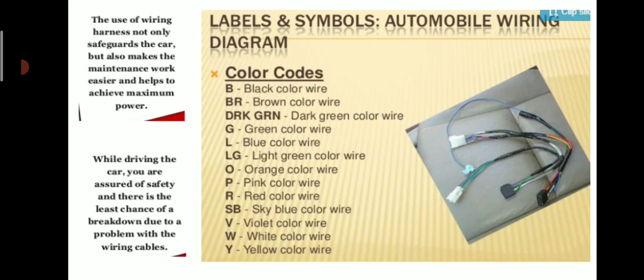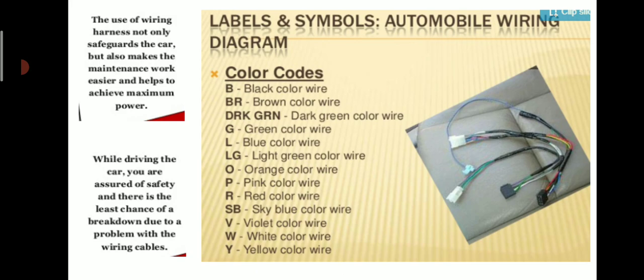So, these are the labels and symbols which are used in automobile wiring diagram. Color codes: B indicates black color wire, BR indicates brown color wire, DRK GRN indicates dark green color wire. G means green color wire. L means blue color wire. LG means light green color wire. O means orange color wire.